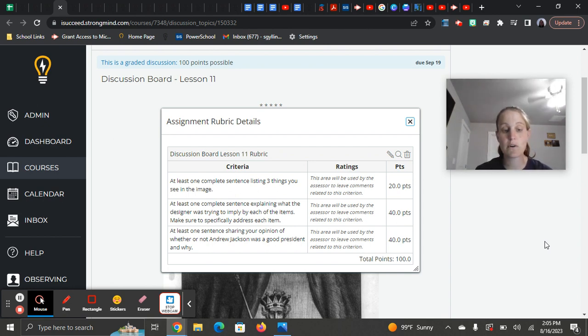And then for your final thing here, you get 40 points for writing at least 1 sentence where you share your opinion of whether or not Andrew Jackson was a good president and why. If you don't put the why in there, you most definitely will not get full points. So it's super important to be specific there and list the why.